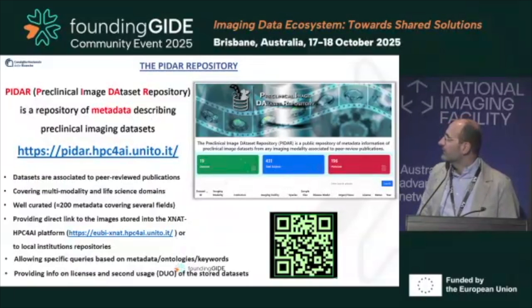At the moment we started, we have 19 datasets. 3 more will be uploaded in the next weeks. It's a quite well-curated dataset repository because we have almost 200 metadata fields that describe all the different information associated with the preclinical image datasets, and we are also providing information in a way in which you can have access to the data, and potentially also by providing a link to the image dataset.